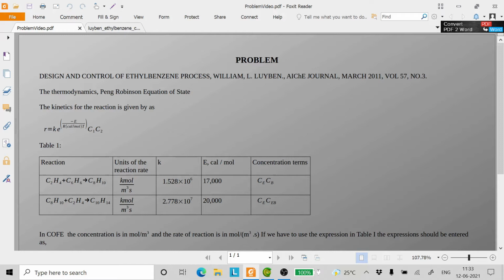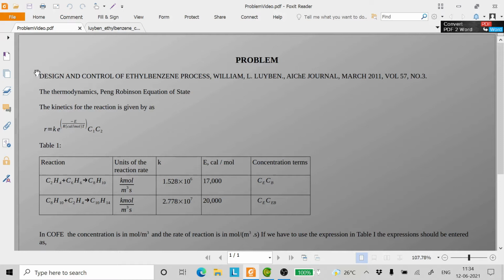Now this reactor is fairly common in chemical engineering, but I have found in my entire teaching experience that very few people actually know its application, and this simulator is an effort in that direction. So without delay, let us start.